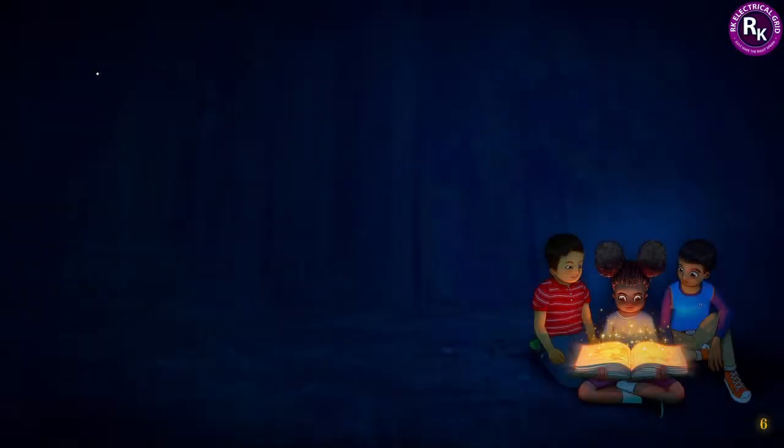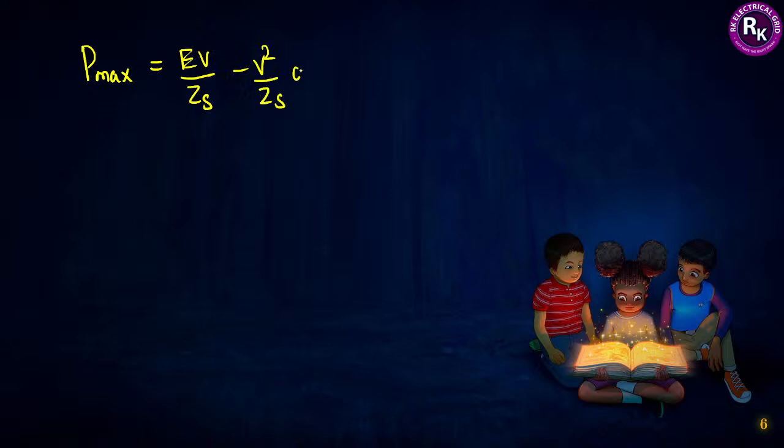Now how to achieve the maximum power? What is the formula to calculate the value of maximum power? The maximum power will be EV by Zs minus V square by Zs into cos theta. Maximum power can be achieved when the value of theta is equal to the value of delta. That is the condition for maximum power achievement in case of a synchronous alternator.